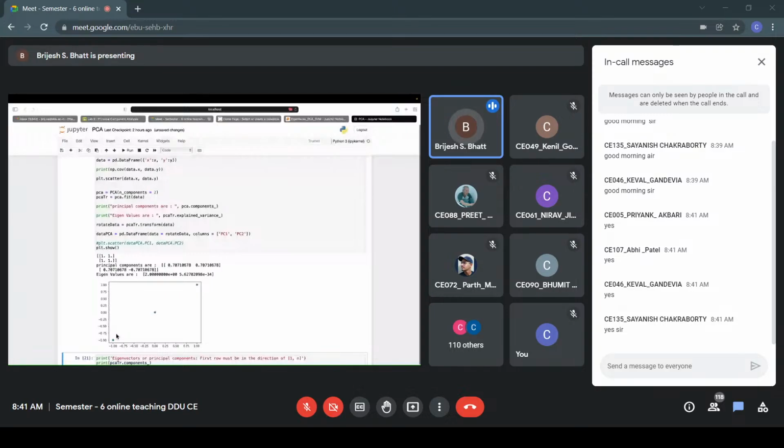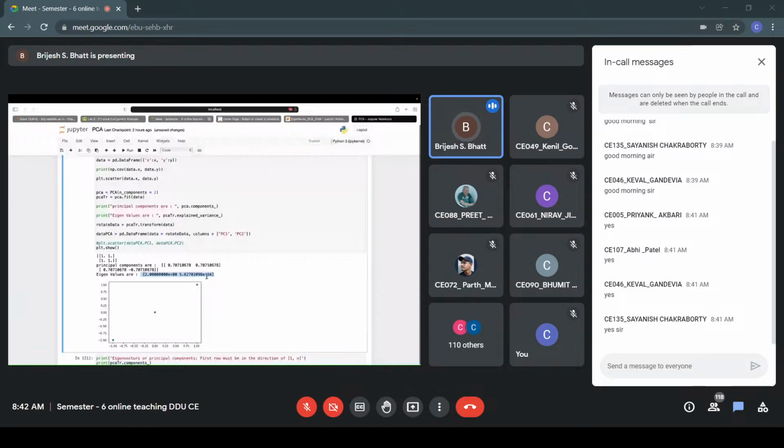Then what we do is we find the eigenvalues and eigenvectors of this data. And if you remember, the eigenvalues that we found in our classroom example were 2 and 0. So here it turns out to be 2.0 and 5.6 times e raised to minus 34. So almost a zero value.